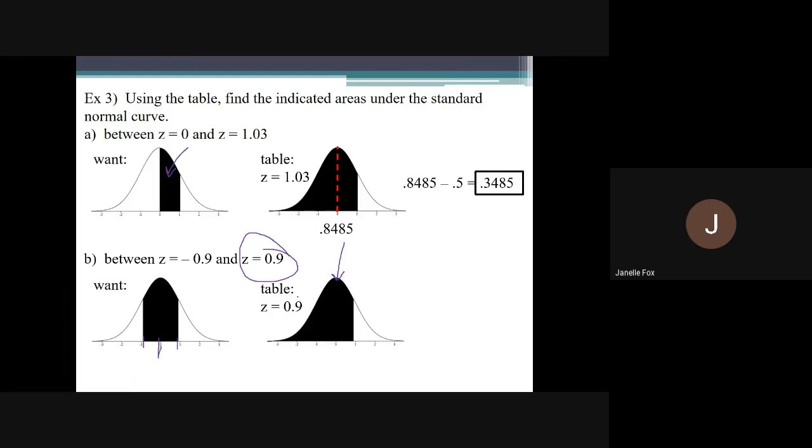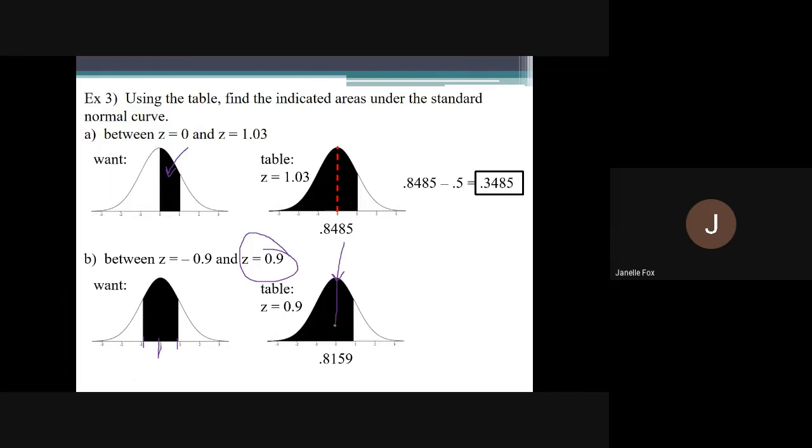So I go to my table. On the vertical column, I go to 0.9, and then on the top, I just go to 0.00 for the hundredths place, and it looks like the area is 0.8159. I got it from the table. So now I'm going to think about how this picture right here is related to this picture over here.